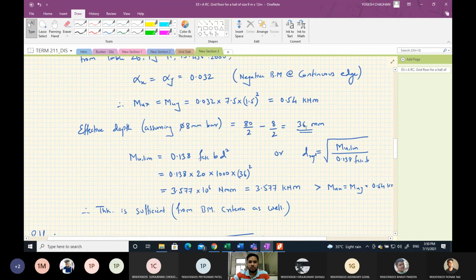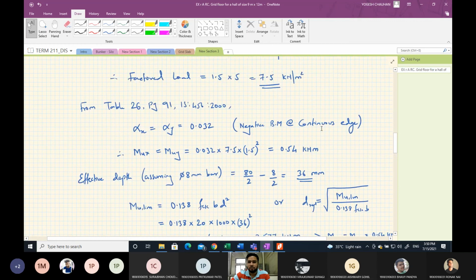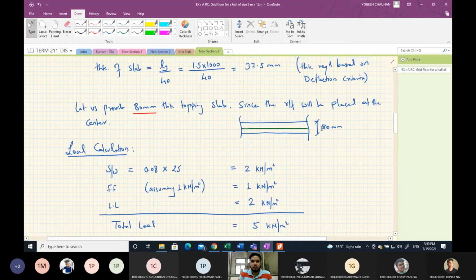Then the effective depth is calculated. The overall depth is 80 mm and the 8 mm bar is provided at the center. So the effective depth from the top will be 36 mm. So the effective depth is 36.